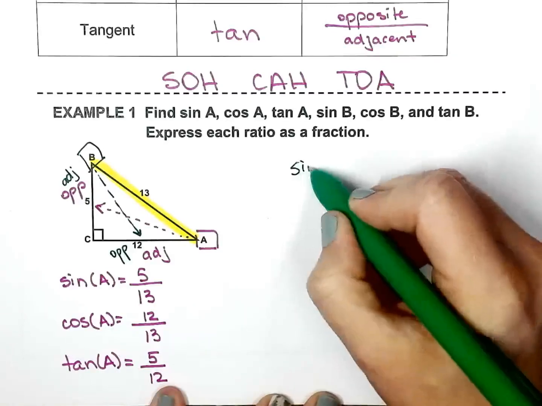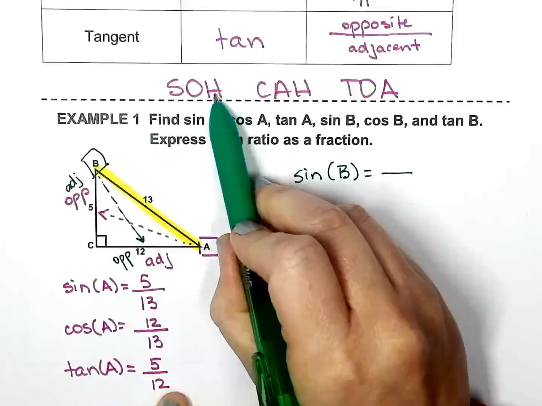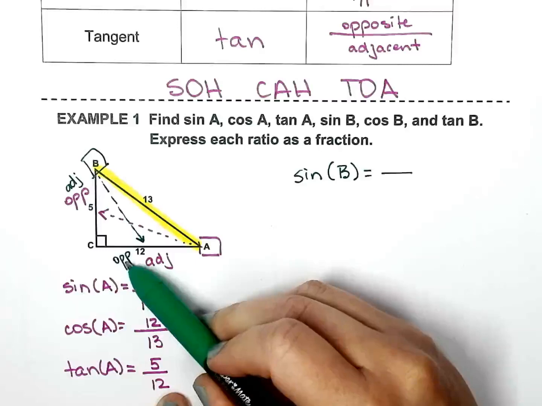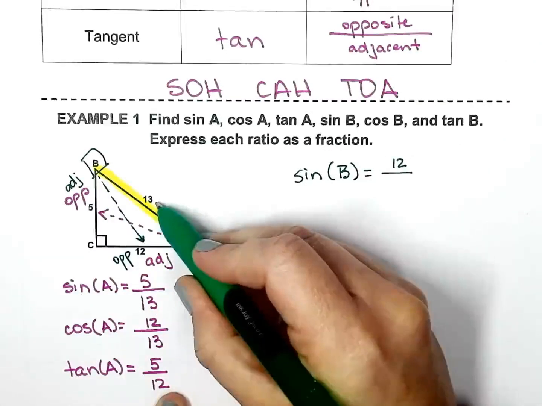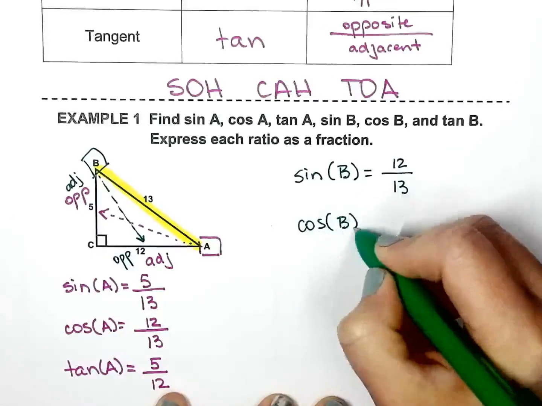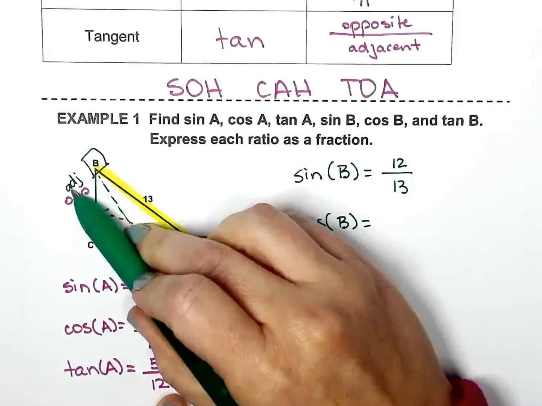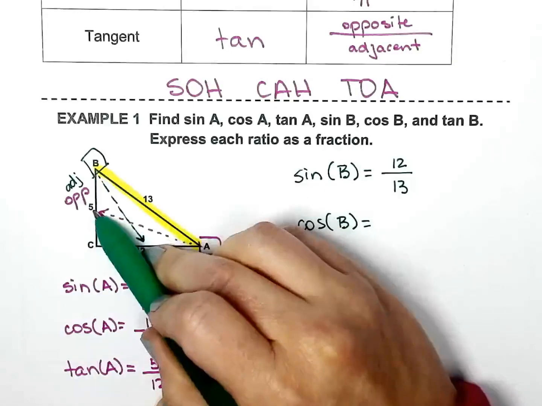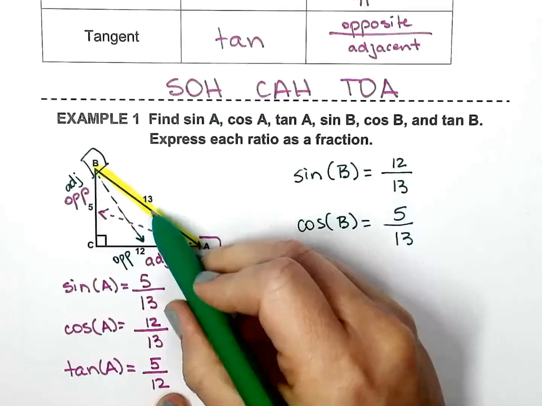So here we go again. I'm going to find sine of angle B. Sine is still opposite over hypotenuse. Opposite to angle B, I labeled it right here. Opposite is 12. Hypotenuse doesn't change, it's still 13. Cosine of angle B. Cosine is adjacent over hypotenuse. Adjacent to angle B, I have that right there in green. Adjacent to angle B is 5. Hypotenuse is 13, right there in yellow.